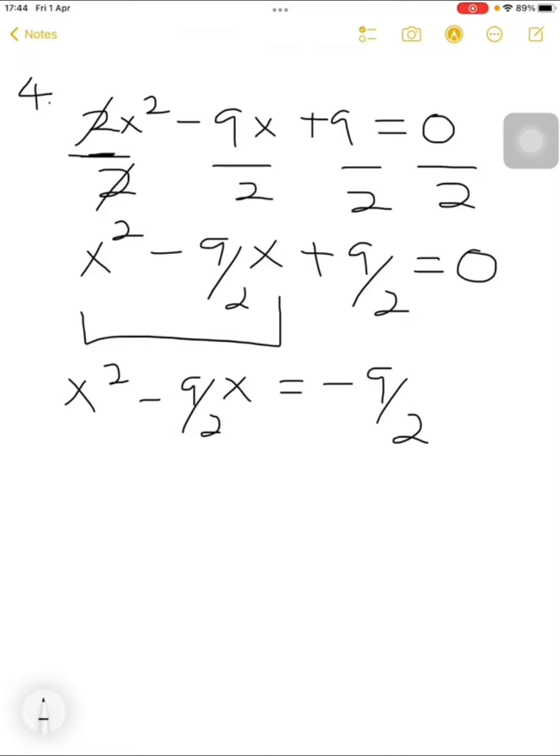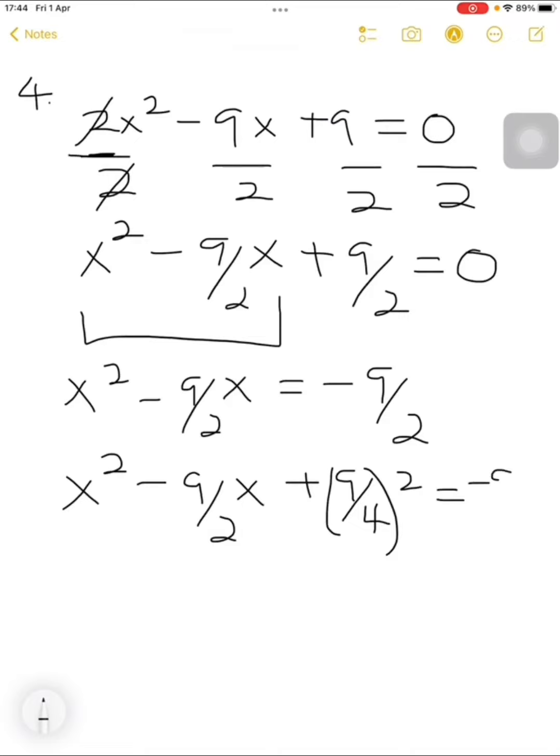Step number 3, introduce the third term. I hope you can guess what the third term is already. x² − (9/2)x + (9/4)² = −9/2 + (9/4)². Do you know where the 9 over 4 is coming from? It's coming from b over 2 squared, and b is 9 over 2, and you have to divide it by 2. If you do that, you will get 9 over 4, and then you have the square.